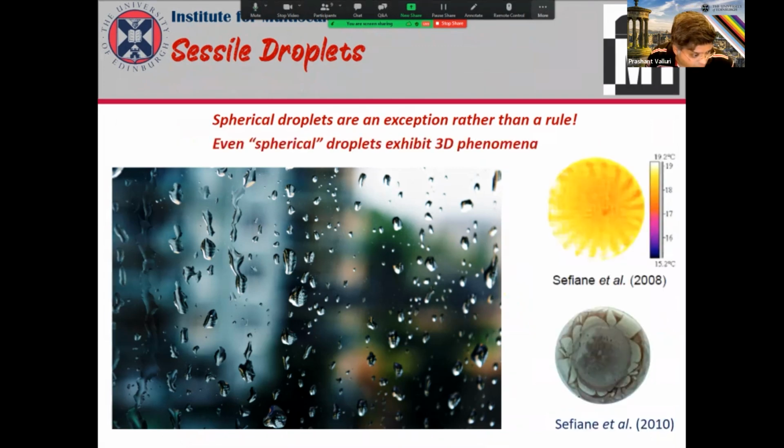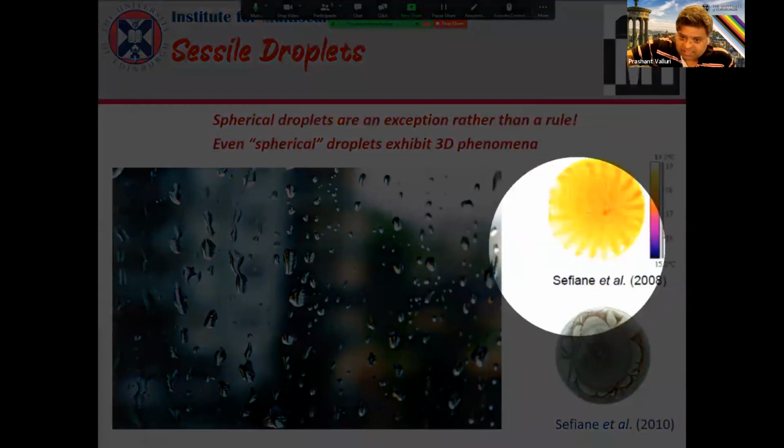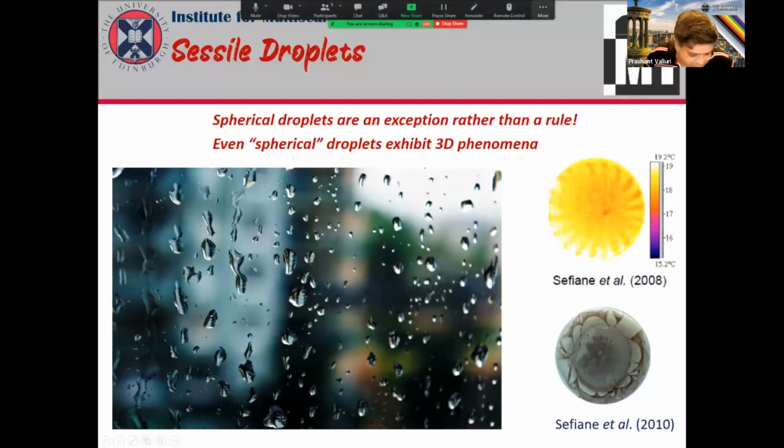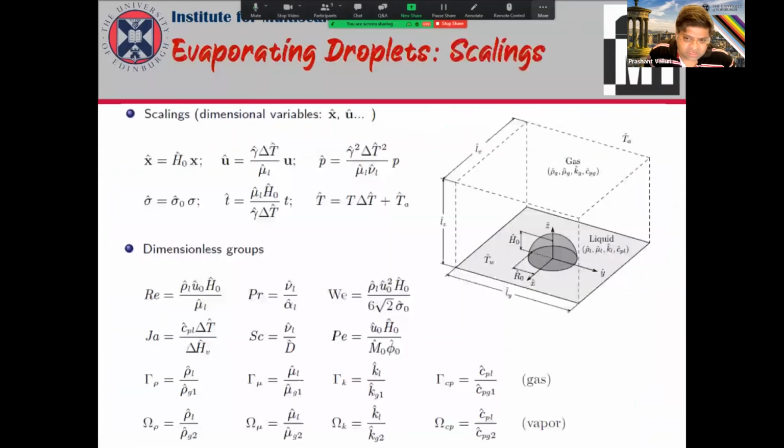Even if you have a spherical drop, they will exhibit three-dimensional phenomena. The moment that you have these azimuthal instabilities means that you don't have any axis of symmetry. So essentially it's a three-dimensional system. So we can do a similar kind of system with full DNS.